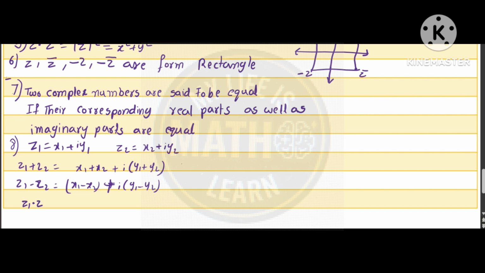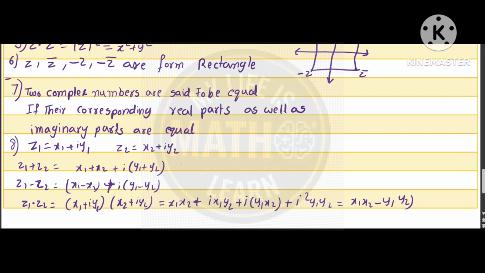Z1 Z2 is equal to x1 plus i y1 into x2 plus i y2. After multiplying, we will get x1 x2 plus i x1 y2 plus i y1 x2 plus i square y1 y2. That is equal to x1 x2 minus y1 y2 plus i into x1 y2 plus y1 x2.